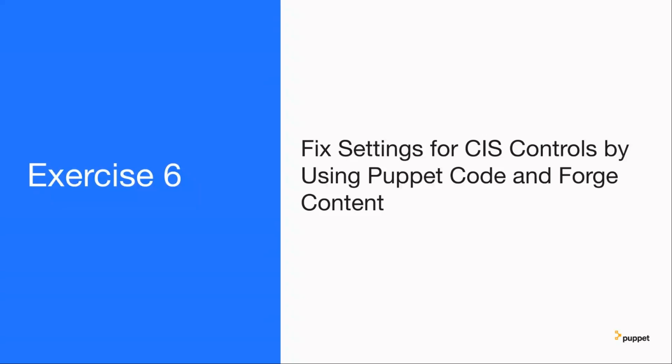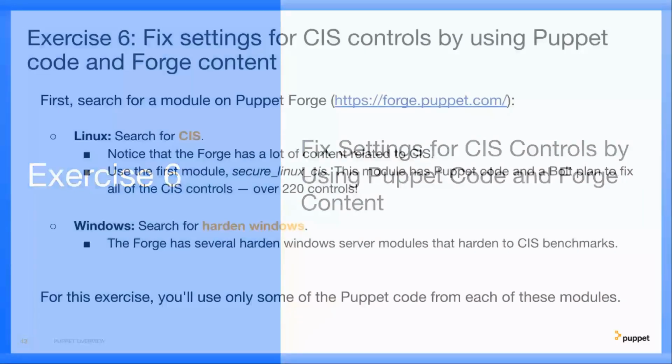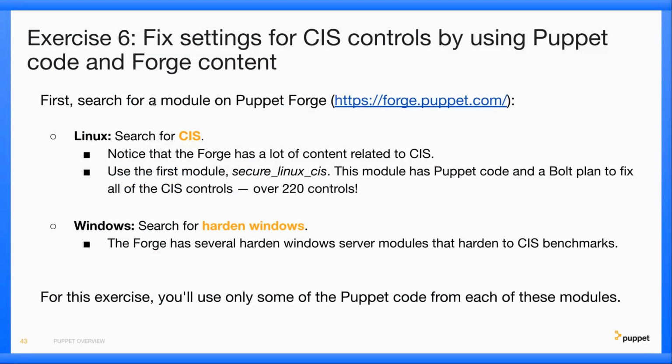and the Forge content. So you can go over to forge.puppet.com and download from more than 6,500 modules. We have a lot of integrations with other major vendors out there, like ITSM and CI/CD tools, and also we have content for CIS controls, especially for Linux and Windows. So first off, we can go over to forge.puppet.com, and for Linux, we can search for CIS.